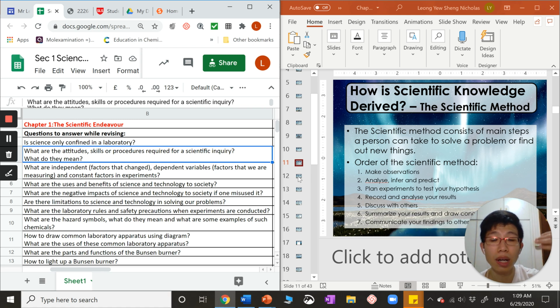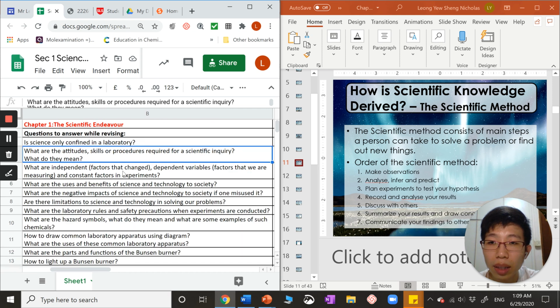So if you are tested on it, you just need to state what is the factor that doesn't change, which is your constant factor, and what are the factors that change, and what are the factors that we are measuring, which is your dependent variable. Because dependent means you depend on something. So dependent variables depend on independent variable. Yep.